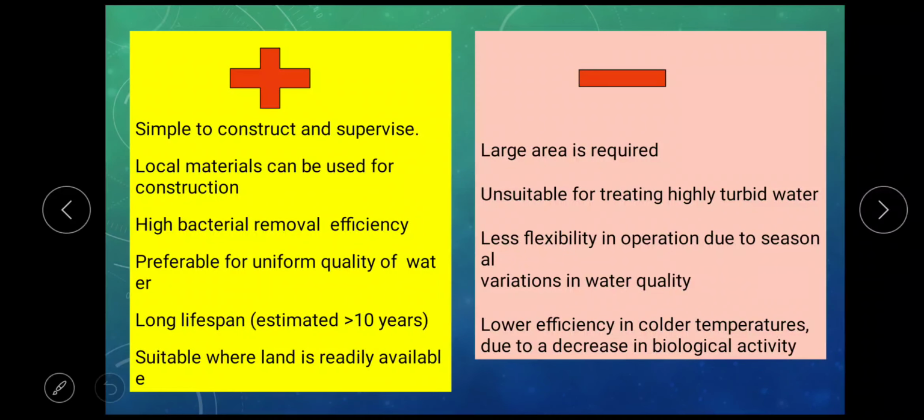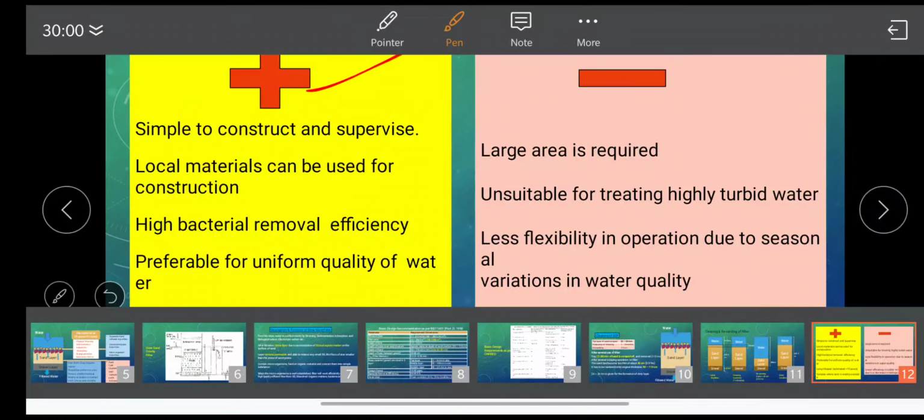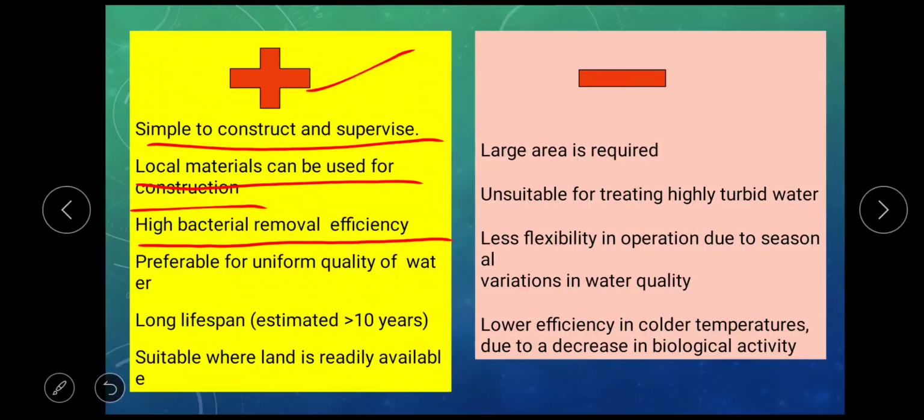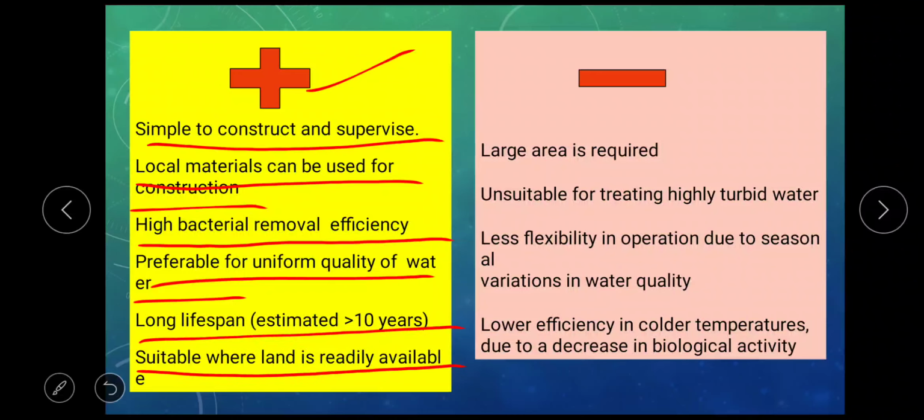There are various advantages and disadvantages. On the advantages side, slow sand filter is simple to construct and supervise. Local material can be used for the construction. High bacterial efficiency could be achieved. Preferred for uniform quality of the water. Long life is there for slow sand filter. Suitable where land is readily available.